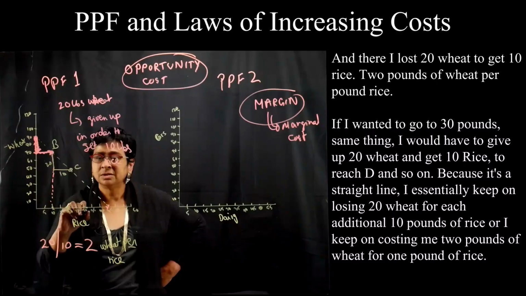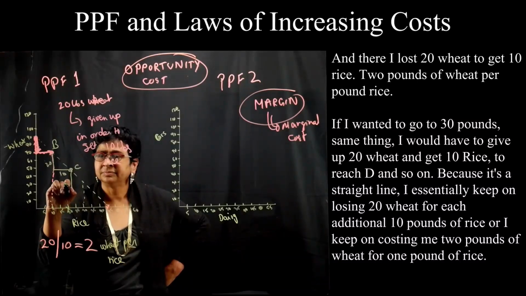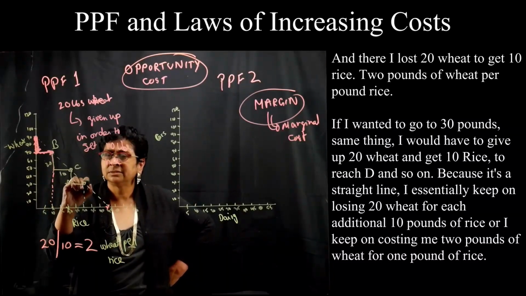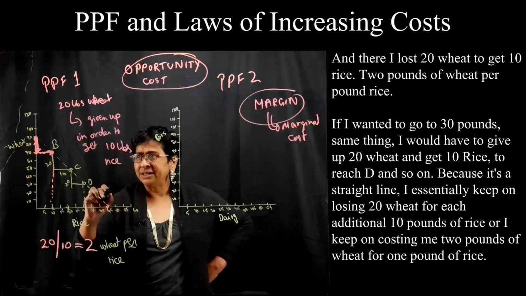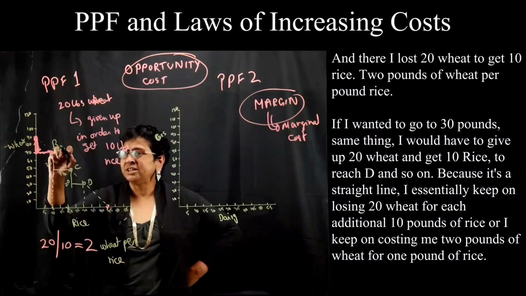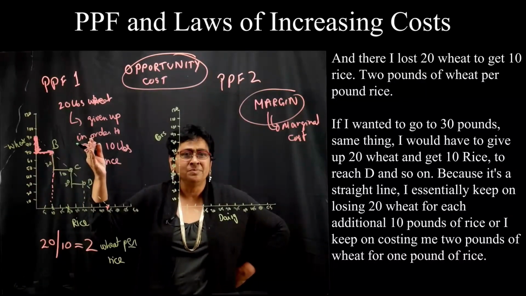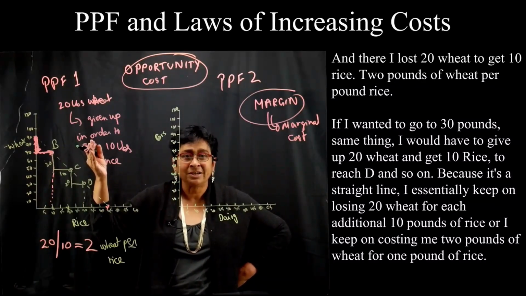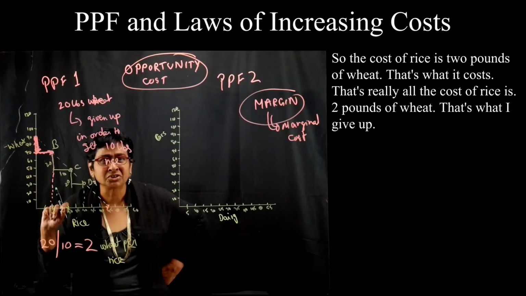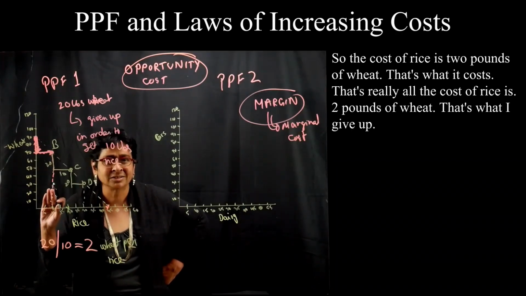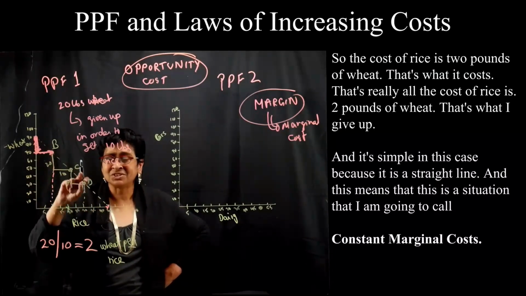If I wanted to go to 30 pounds, same thing. I would have to give up 20 wheat and get 10 rice to reach D, and so on. Because it's a straight line, I essentially keep on losing 20 wheat for each additional 10 pounds of rice, or it keeps on costing me 2 pounds of wheat for 1 pound of rice. So the cost of rice is 2 pounds wheat. That's what it costs me. That's really all the cost of rice is. 2 pounds wheat. That's what I give up. Right? And it's simple in this case because it's a straight line.